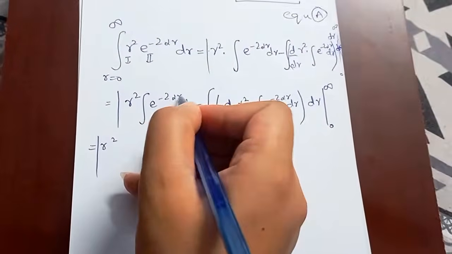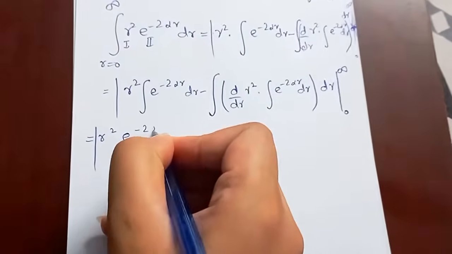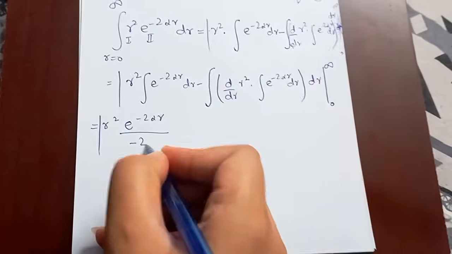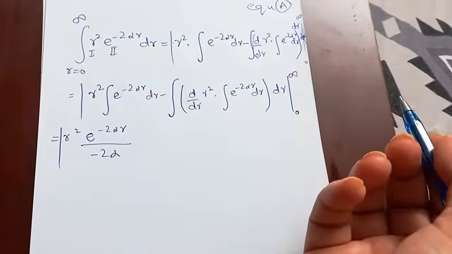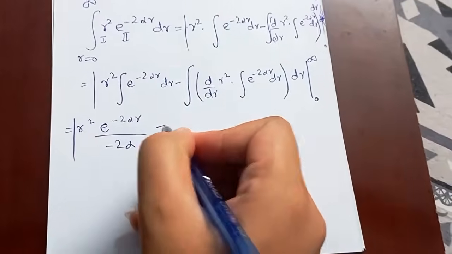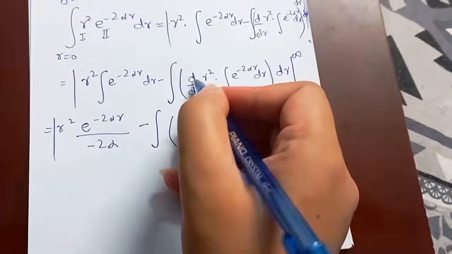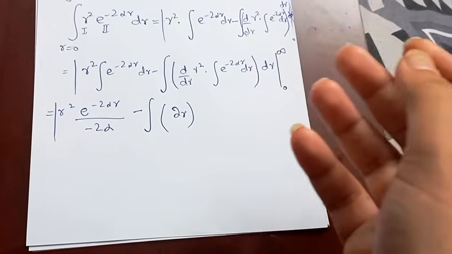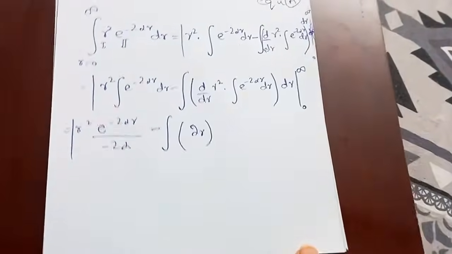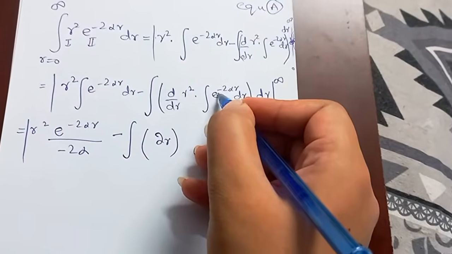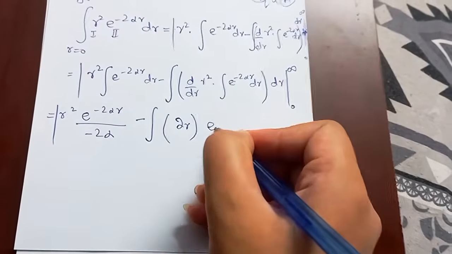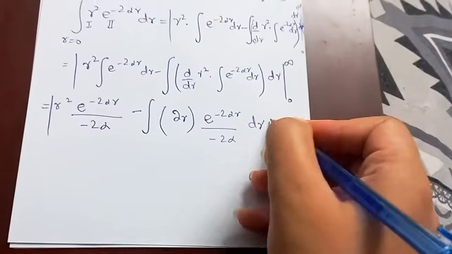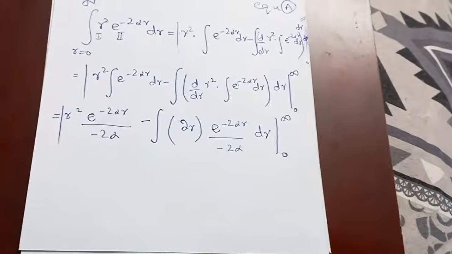Integration of e to the power minus 2 alpha r is e to the power minus 2 alpha r as it is, divided by the derivative of its power, which is minus 2 alpha. Derivative of power is minus 2 alpha. You can easily calculate it. Then d by dr of r square is 2r. Derivative of r square is 2r. Here simply x is replaced by r. Okay, don't be confused. Here the integration of e to the power minus 2 alpha r is e to the power minus 2 alpha r divided by minus 2 alpha, and we have to take its integration, so like that.